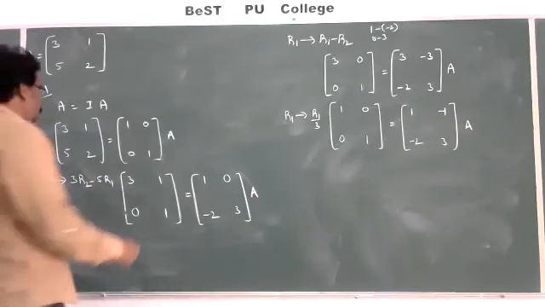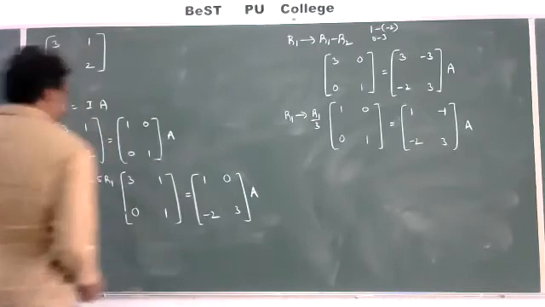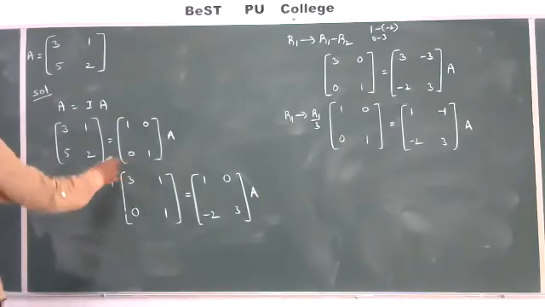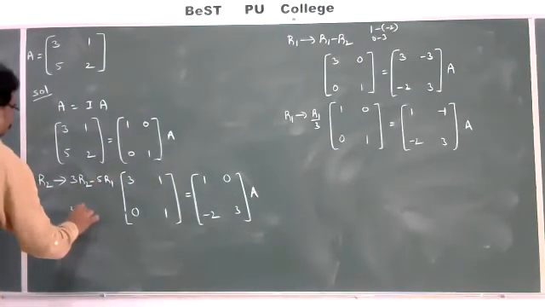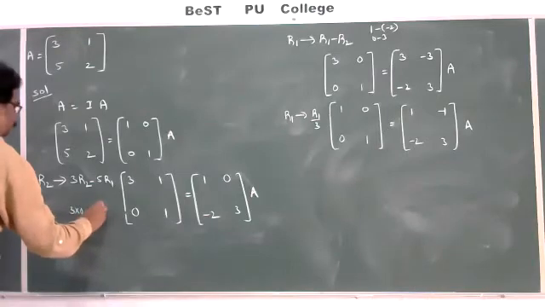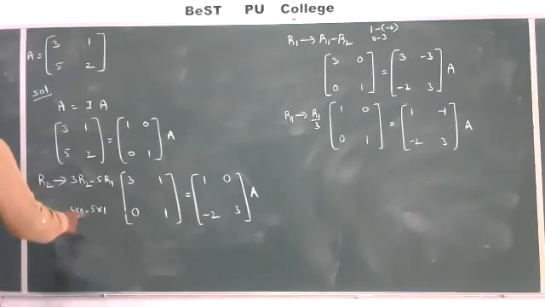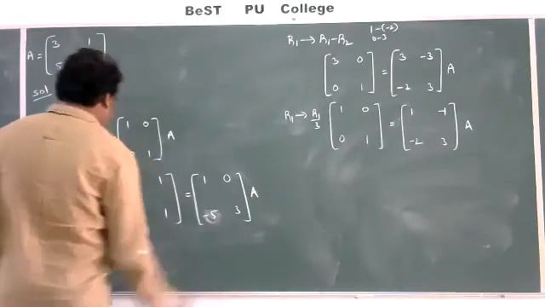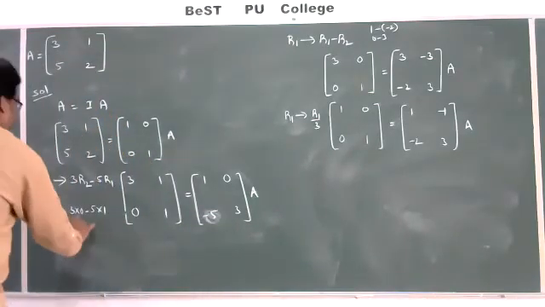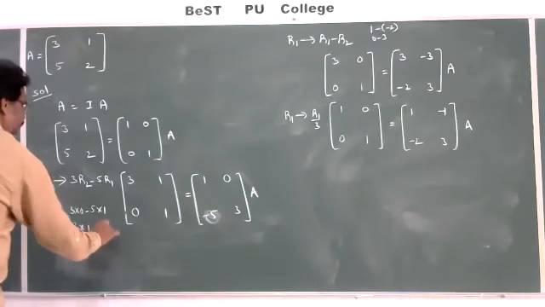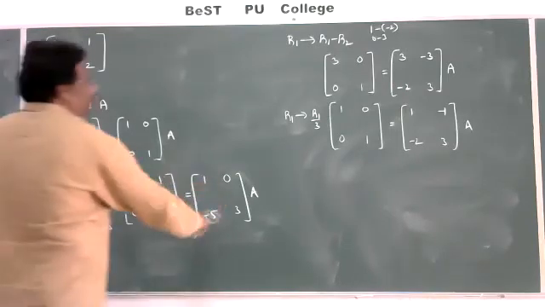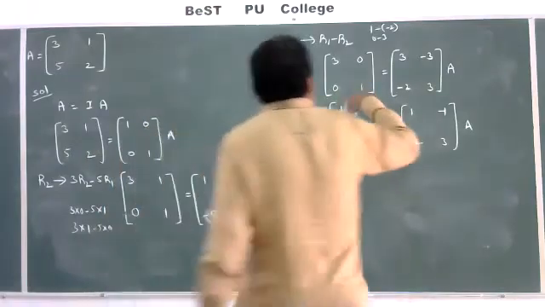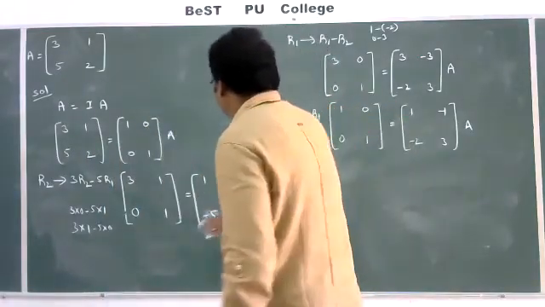I did it wrong here. Here apply the operation 3 into 0 minus 5 into 1. You get minus 5 here. Next, 3 into 1 minus 5 into 0. You get 3. Okay, here minus 5. This is minus 5.